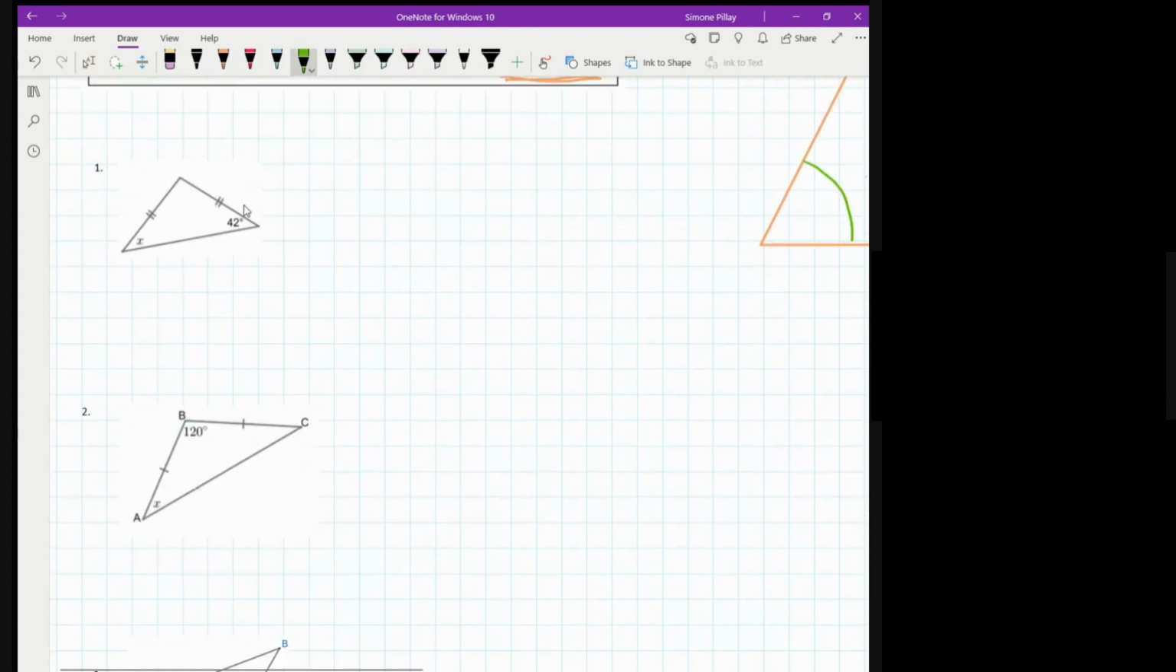Now, I have number one over here, and immediately I'm seeing a triangle, and I'm seeing that we have equal sides. I have my unknown, which is x. How do I figure out what x is equal to?